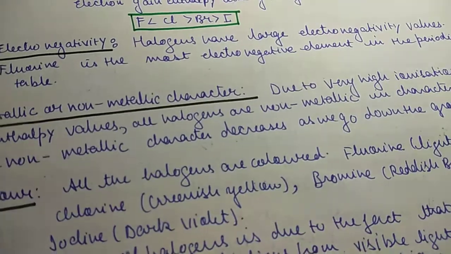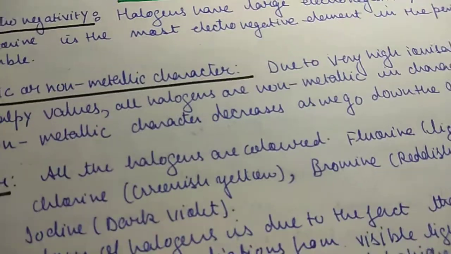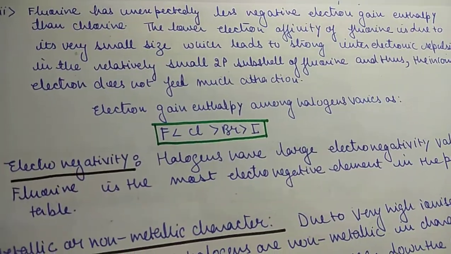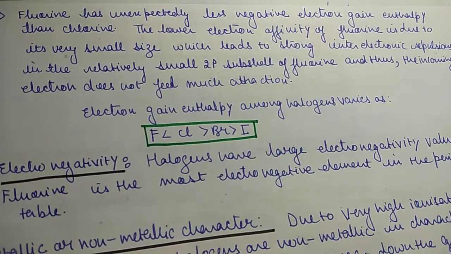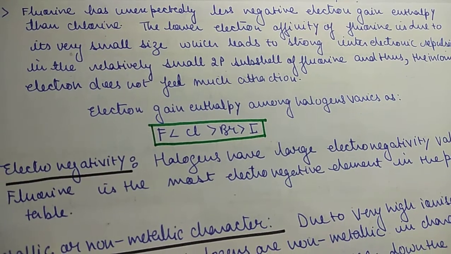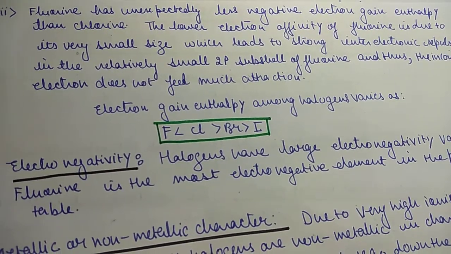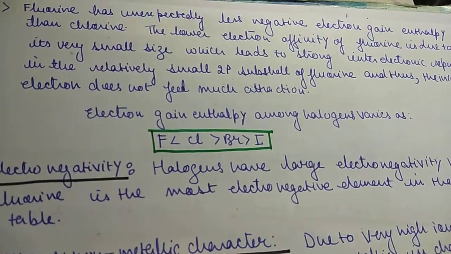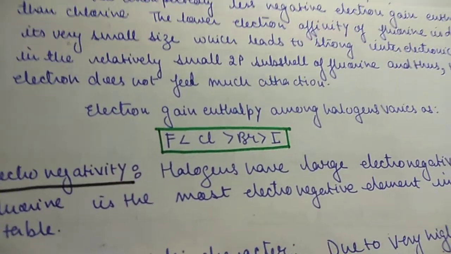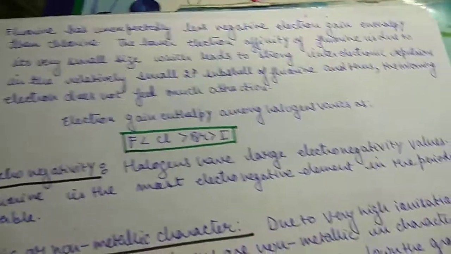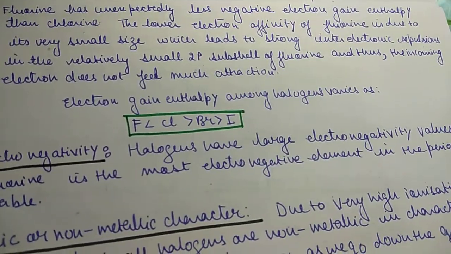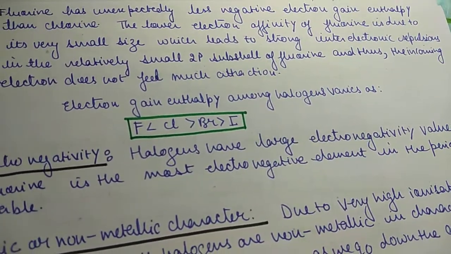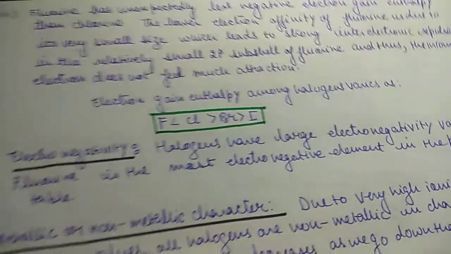Then next we have a very important property of fluorine. Now fluorine has unexpectedly less electron gain enthalpy than chlorine. Fluorine should have maximum electron enthalpy because it is smallest in size amongst all the halogens. But it has less electron enthalpy than chlorine. This is the anomalous behavior of fluorine.